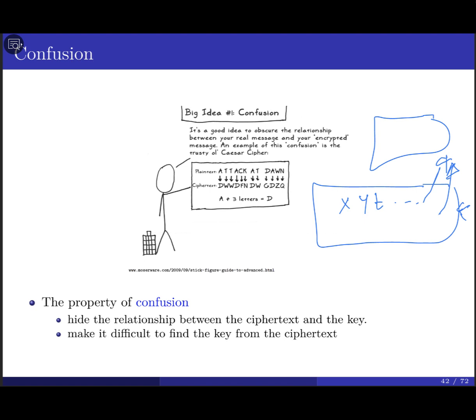Okay? So we do have a property that confusion is going to provide us, which is going to hide the relationship between the ciphertext and the key used in order to achieve the ciphertext. That makes it difficult to find the key from the ciphertext. So if you look at the ciphertext and see, oh, it looks like the key you used in order to decrypt the message is blah, blah, blah. Okay? So again, based on the ciphertext, without the key, you cannot deduce or generate the plaintext. That's the goal that we try to achieve here.